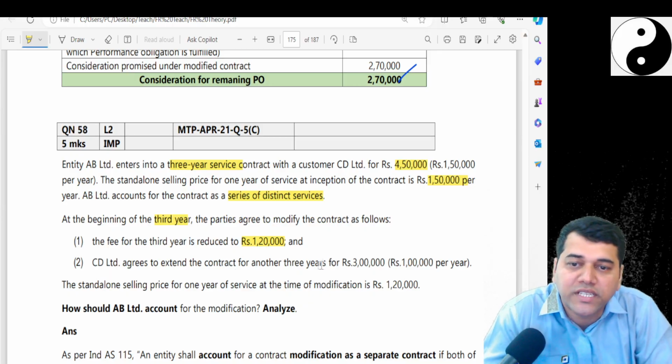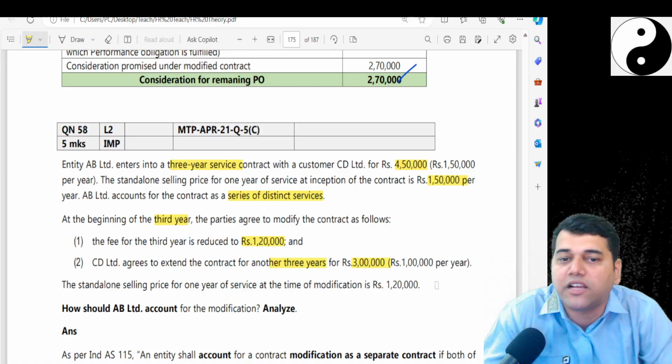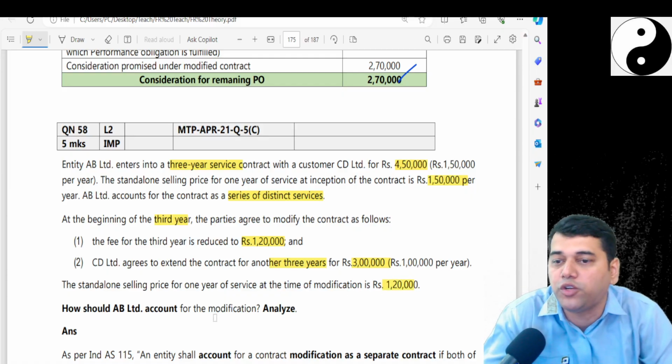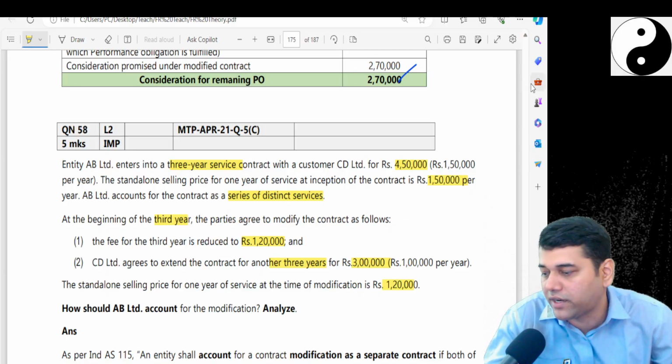And CD agrees to extend the contract for another 3 years with 3 lakh rupees, that is 1 lakh per year. The SSP of the service at the time of modification was 1.2. How should you account for this contract?